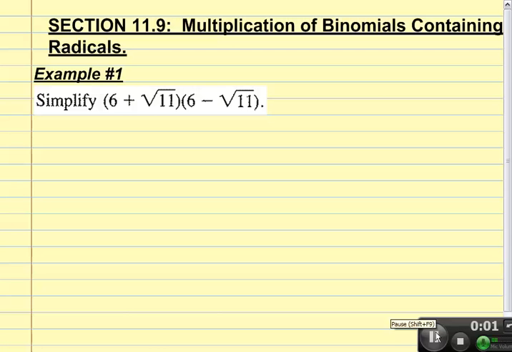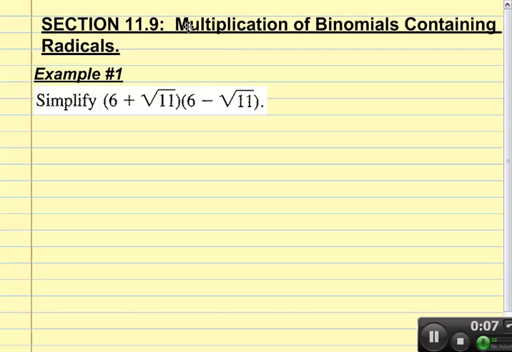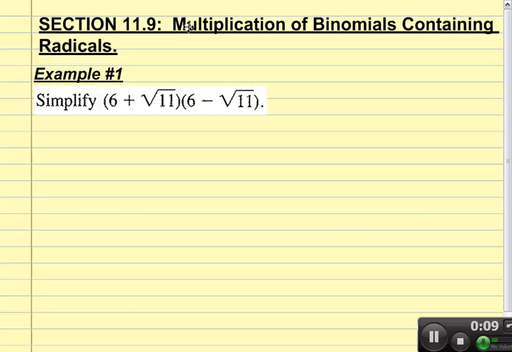Okay, folks, section 11.9, multiplication of binomials containing radicals. Let me move that over a bit just so you can see it. There we go. All right. Look, we don't do anything different with this than we would normally. We just distribute, okay? So in example number 1, it says simplify the quantity 6 plus square root 11 times the quantity 6 minus square root 11.